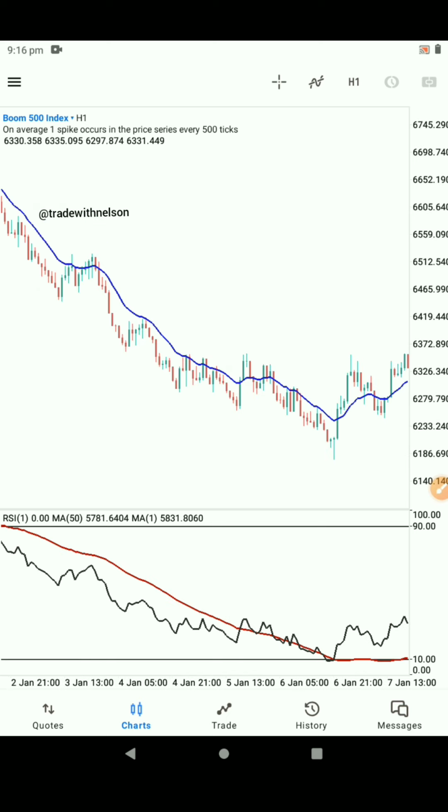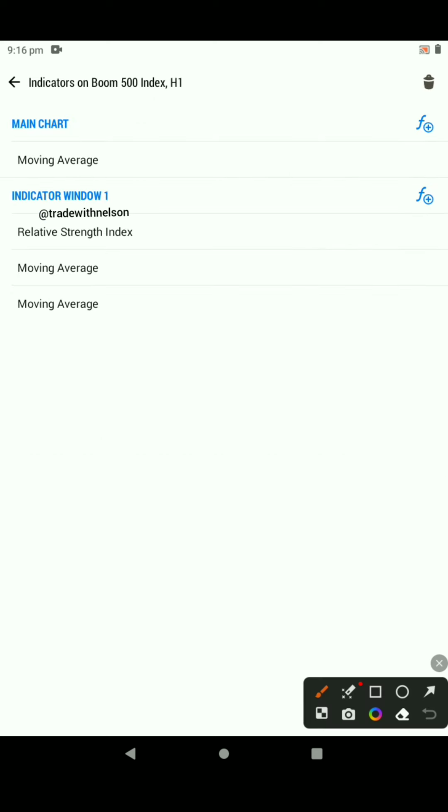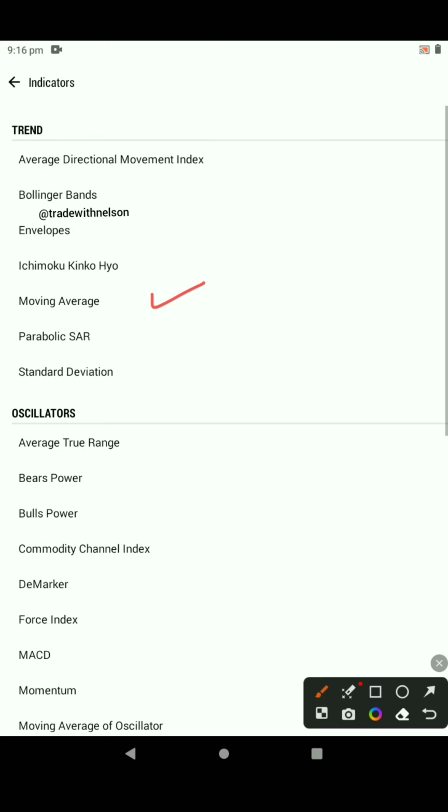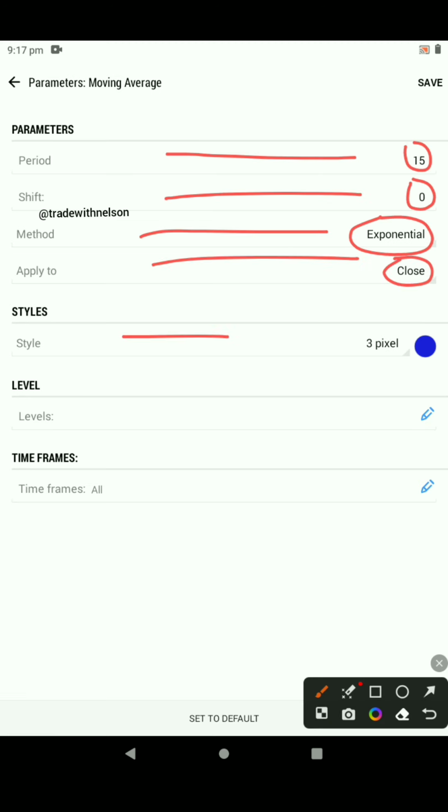So now let me show you settings to my indicator. First thing you do is to click on this indicator icon over here. So like I said, I have moving averages and the relative strength index. So for the first moving average of the main chart, click on the F icon over here. This is moving average. Make your period to be 15, shift to be 0, method to be exponential, apply to close, style to be 3 pixel, and select color of your choice. After that, click on save.